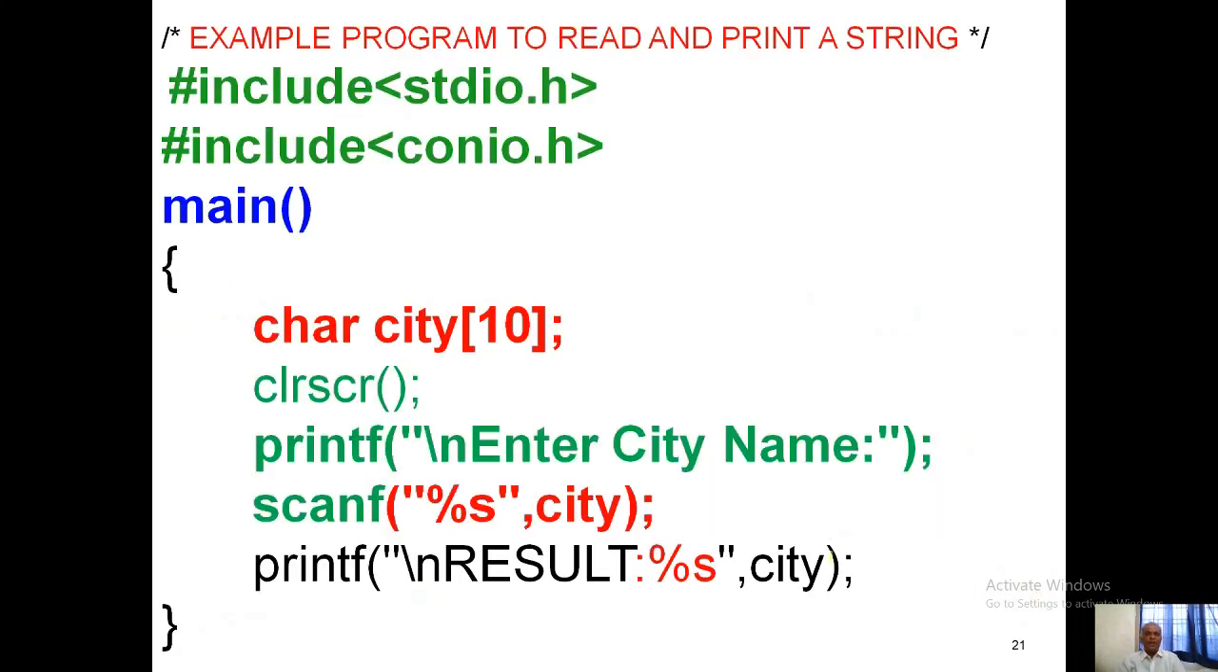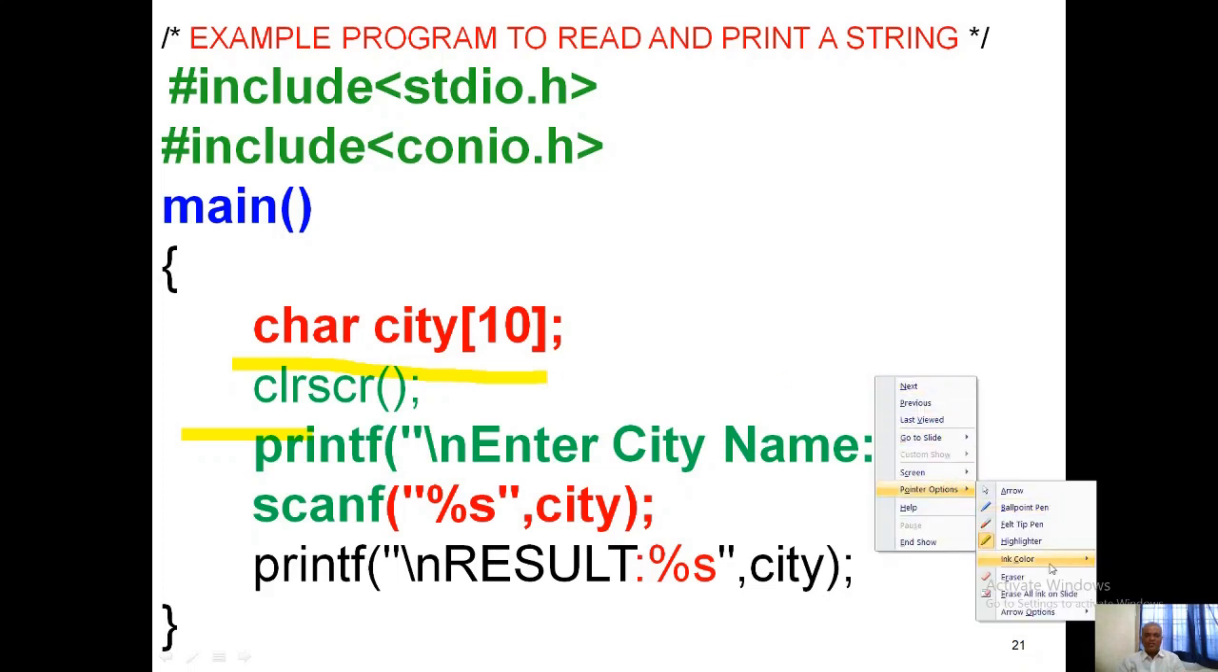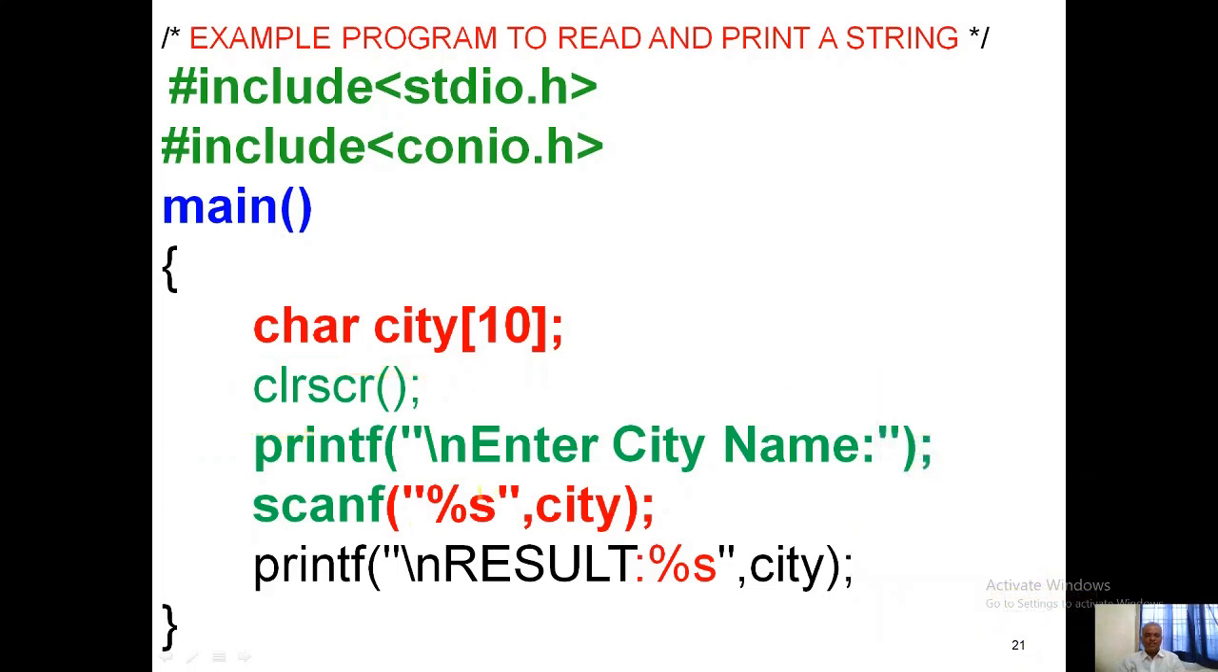So here is a simple program to read and print a string. As already defined, whenever you define any array, char city, put the name of the string array, and the size is 10. Enter the name of the city, scanf, %s, city. Here for city there is no need for ampersand. If it is %d, definitely you have to use ampersand. So the result is city. Simply a string can be displayed with %s.